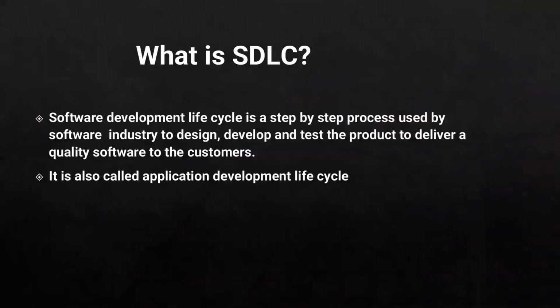What is SDLC? Software development life cycle is a step-by-step process used by the software industry to design, develop, and test the product to deliver quality software to the customers. It is also called application development life cycle. This SDLC is a process that defines the various stages involved in the development of software for high quality of a product. SDLC covers the complete life cycle of a software. The end goal of SDLC is delivering a product. Next, we'll see what stages are involved in the SDLC.